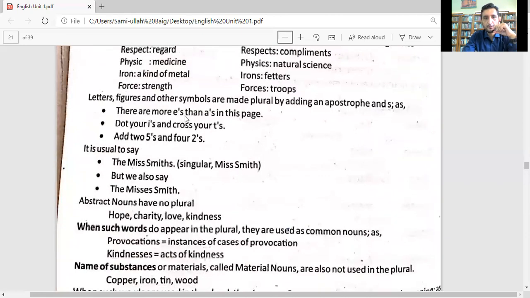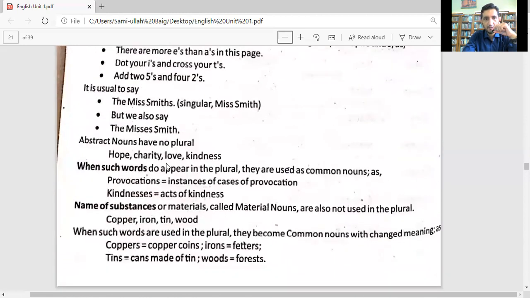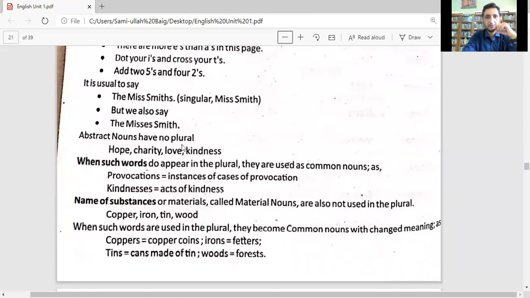Now how do you make the plurals of alphabets? You add apostrophe, छोटा सा कॉमा जो ऊपर होता है इसको apostrophe कहते हैं और साथ में s. Similarly numbers के लिए भी इसी तरह है. 5's and 2's इनकी प्लूरल बनानी हो तो आपको apostrophe s लगानी पड़ती है. ये जो एब्स्ट्रैक्ट नाउन्स हैं इनके प्लूरल यही लफ्ज़ होते हैं. जैसे होप का प्लूरल होप ही है, चैरिटी चैरिटी, लव लव एंड काइंडनेस काइंडनेस ही है.